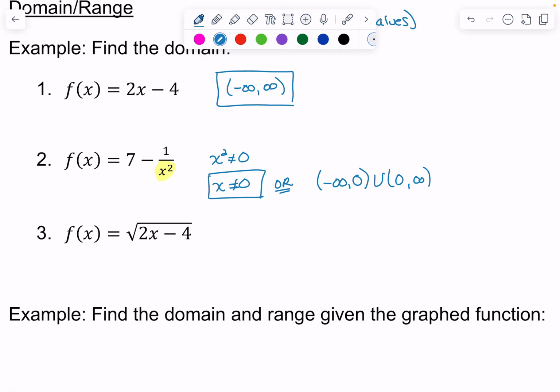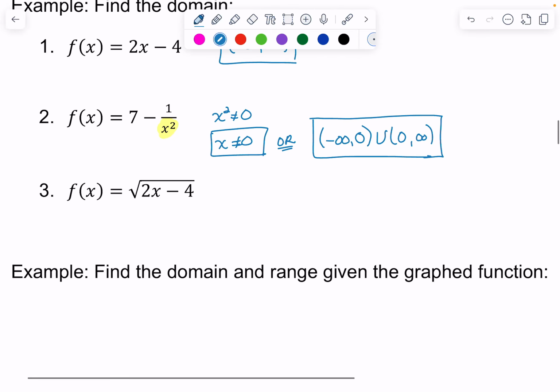That means I'm just excluding the 0. Remember, the parentheses means the end point is not included, and a bracket there would mean that it is. Now let's take a look at the bracket.